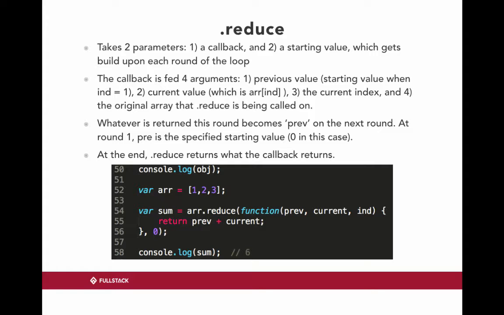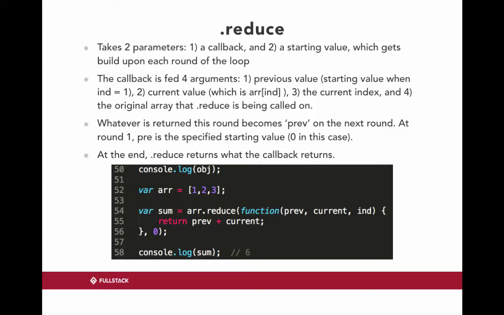And then we set sum equal to r.reduce. And look what we fed reduce. We fed it 2 things this time, which is unlike the other methods. We fed it a callback, which starts here and ends here. And then we fed it a second argument, which is 0. Now that 0 is the starting point. It's what we start with. And you'll see what that means in a second.